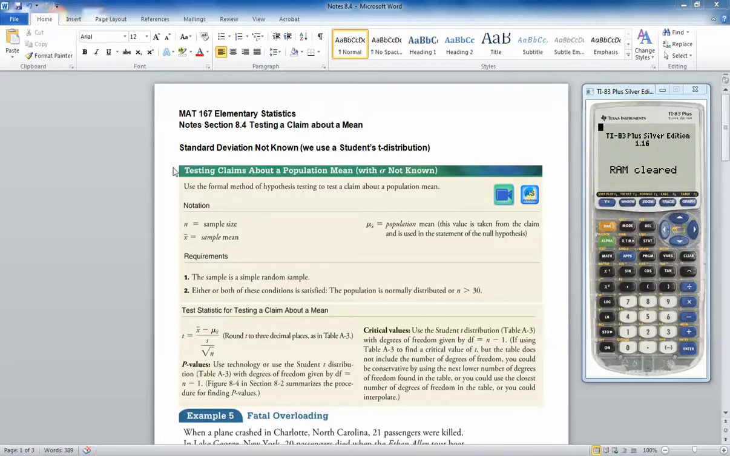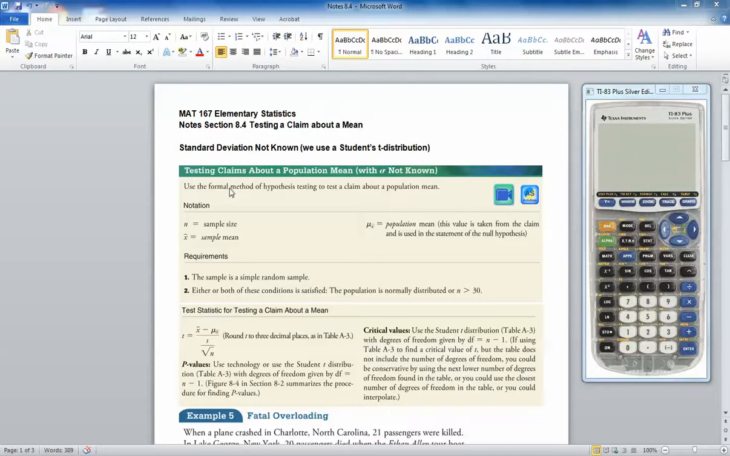In this video, we're going to take a look at section 8.4, testing a claim about a mean, and use the TI series calculator to run a hypothesis test about a mean. In this section, we're only going to take a look at cases where the standard deviation of the population is not known. So we use a student's t-distribution instead of a normal distribution.